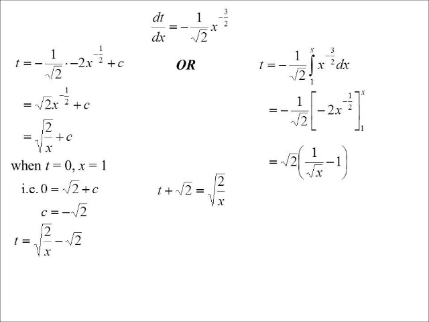Okay, so we'll move the root 2 to the other side, square both sides, turn it upside down, multiply by 2, and eventually I've got a formula there in terms of time.